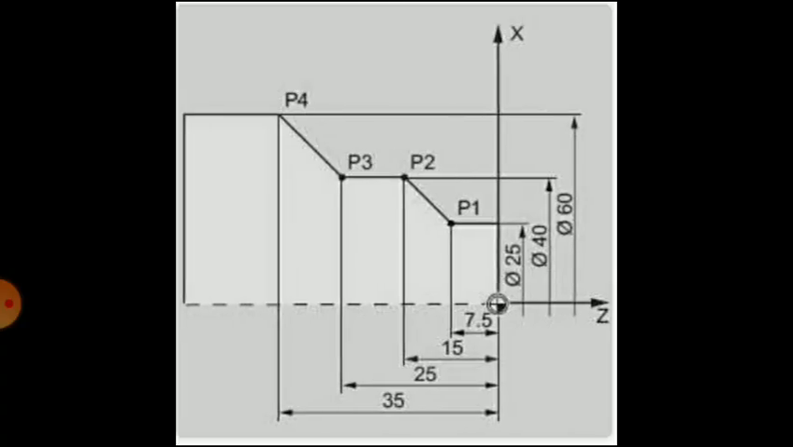Now one more example, that is including the taper turning operation. So for this, the reference point is selected, you can see here the 00 point, and the diameters of each step are given. So diameter 25, diameter 40 and diameter 60, and the points that are given, P1, P2, P3, P4, and the length of those diameters are given.